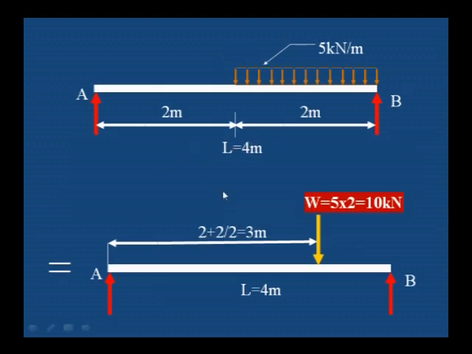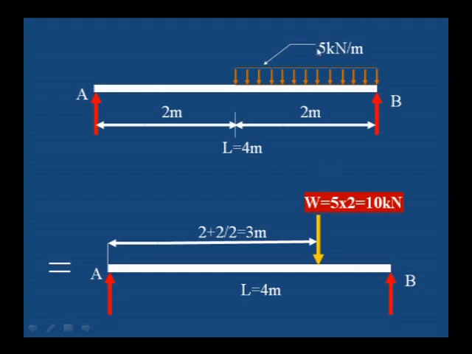Here I have given some examples of how to convert the uniformly distributed load to the point load for calculation purpose. This A and B is simply supported, which carries a uniformly distributed load for a distance of 2 meter from the right support. B is the right support, A is the left support. From the right support it is acting at a distance of 2 meter.